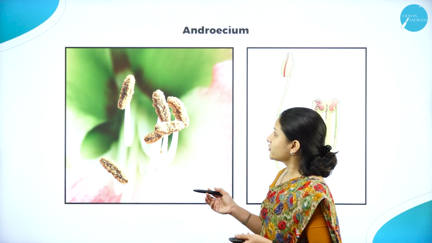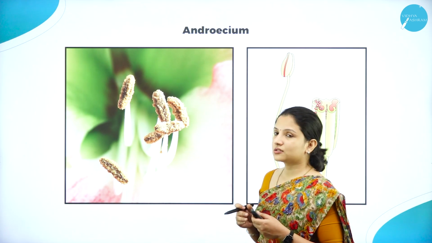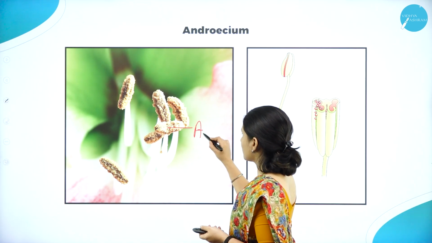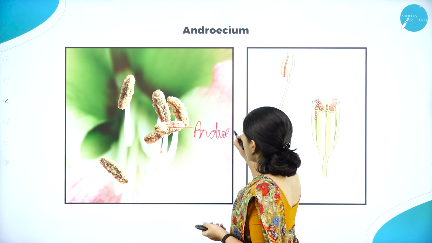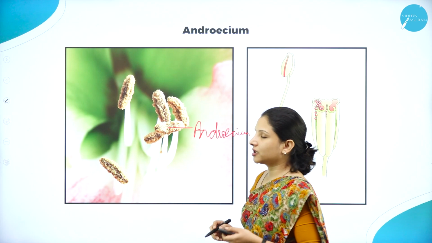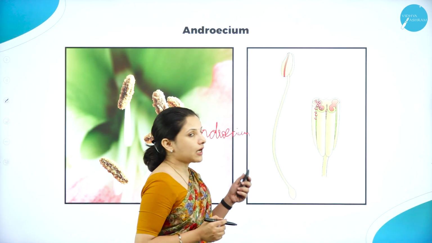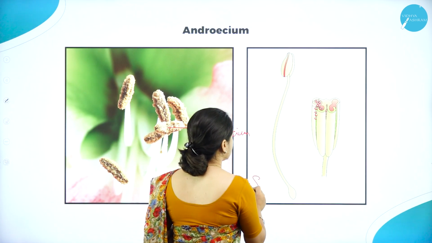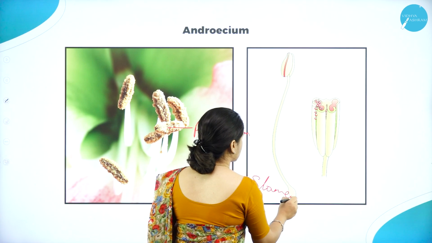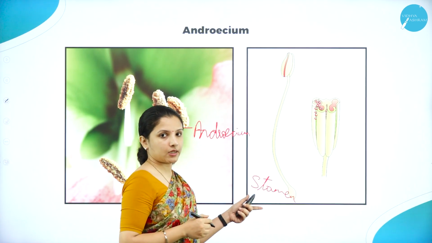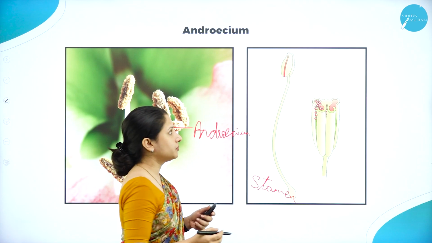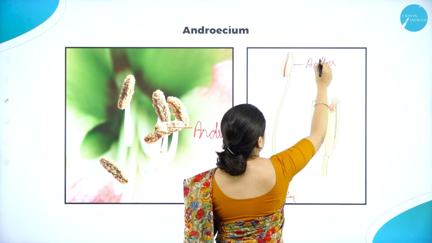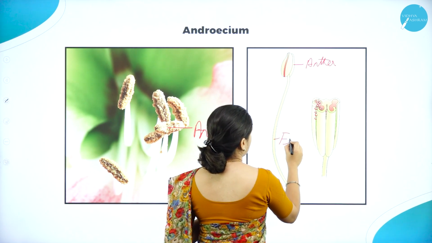In this image you can clearly see the pollen grains sticking onto the anther. These are the anthers, and in total it is called the androecium, which is the male reproductive part. The androecium or the stamen is made up of two important parts. One is called the anther and the other one is the filament.